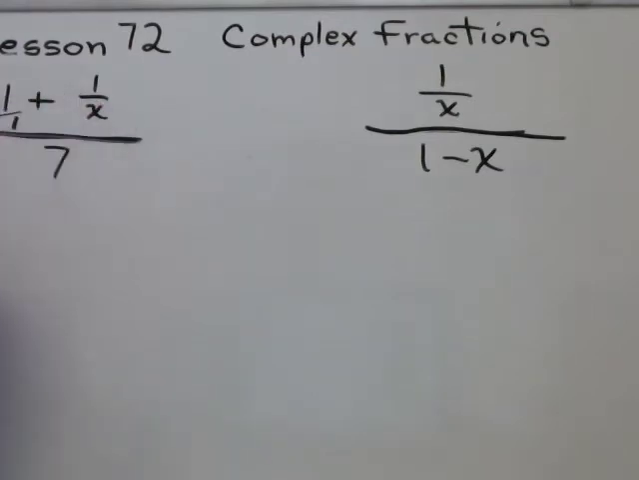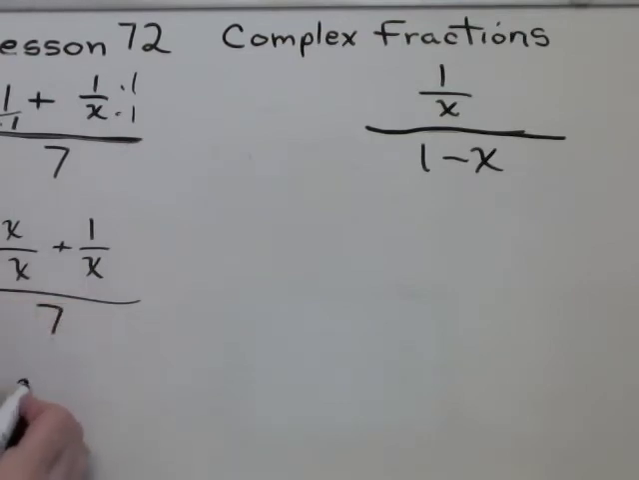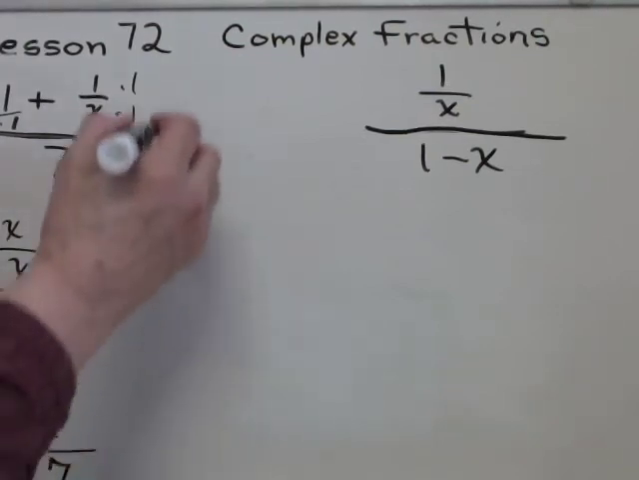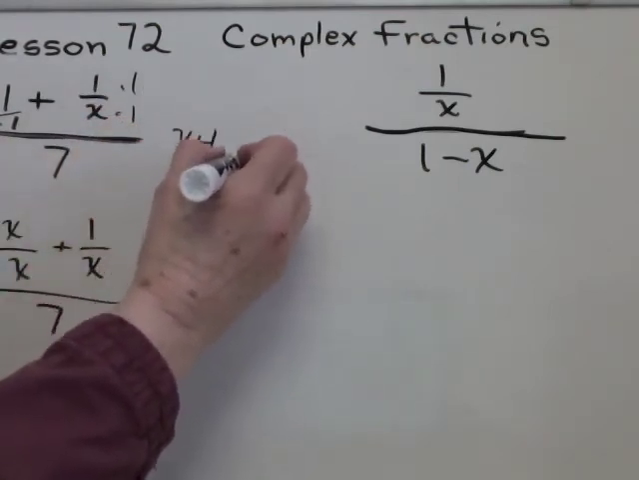Now, I need common denominators. What are the common denominators for 1 and x? How can I get them both to be the same using multiplying? Well, I can multiply this one by 1 and this one by x. So now I get x over x plus 1 over x all over 7. Can I call that x plus 1 over x all over 7? You with me so far? And then this means x plus 1 over x divided by 7.